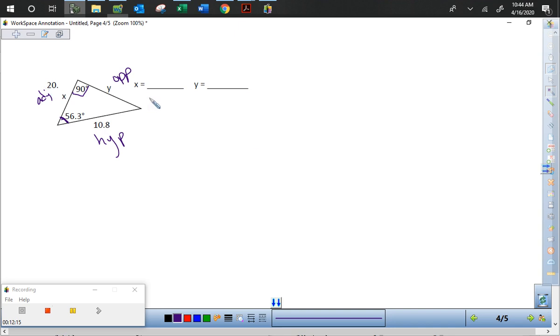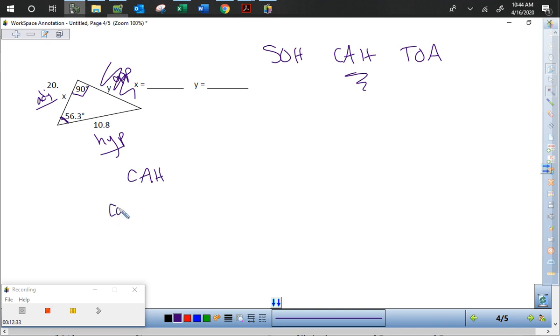We're going to solve for x first, so we're going to ignore y. And then that tells us using adjacent and hypotenuse out of SOHCAHTOA goes with C for cosine. So it's cosine. Remember, after that always goes our angle. That's 56.3 here. And then equals our fraction a over h. So a over h looks like adjacent is on top, x, and hypotenuse is on the bottom, 10.8.